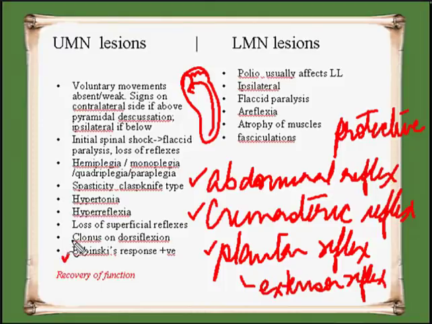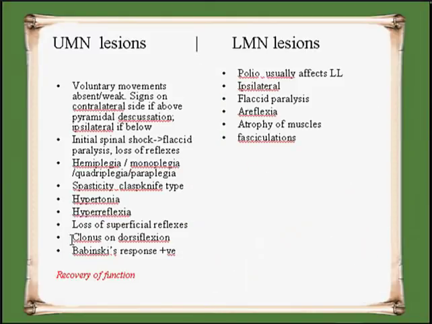Then we also see clonus on dorsiflexion. Clonus is when the muscle kind of keeps contracting for a short time. It's a repetitive contraction of flexor muscles, about 5 to 10 per second, and that's seen in the wrist and ankle, again because of the hyperexcitability of the motor neurons.